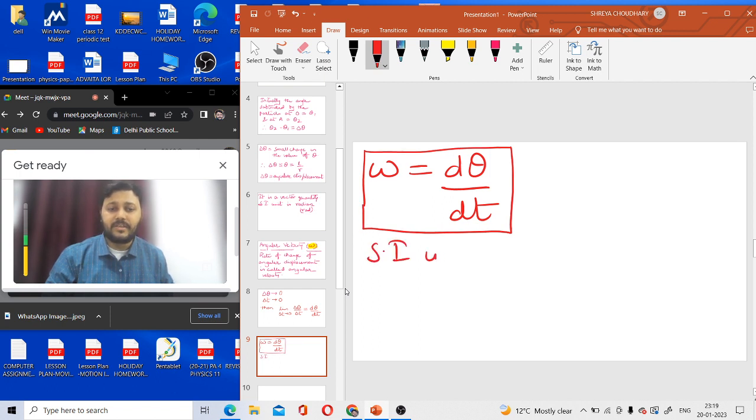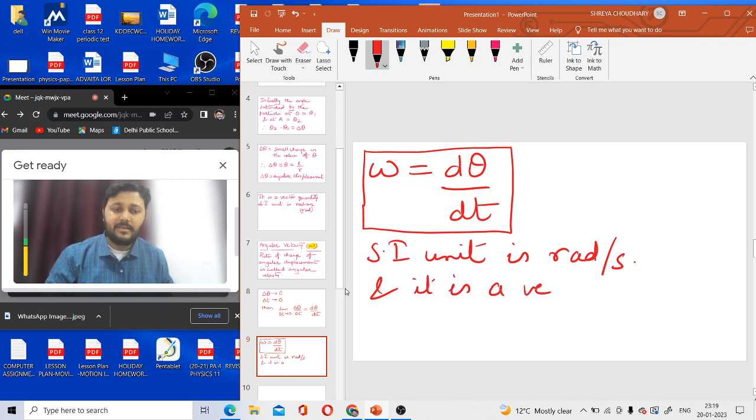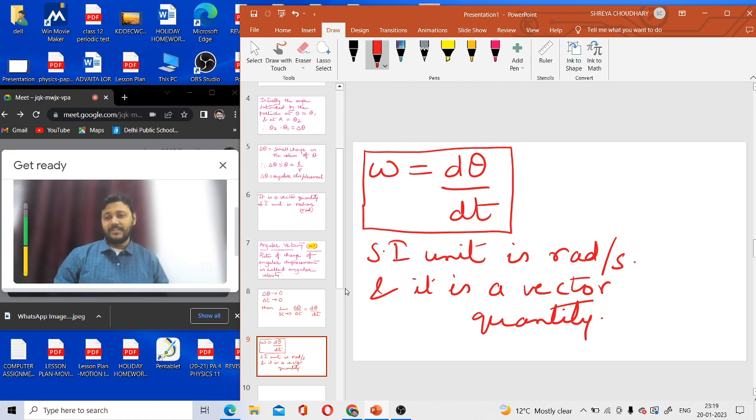So the SI unit is radian per second, and it is a vector quantity. Okay, so we got the information about angular displacement and angular velocity. Now from angular velocity we need to move to angular acceleration.